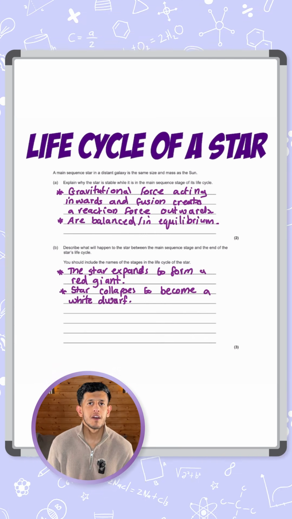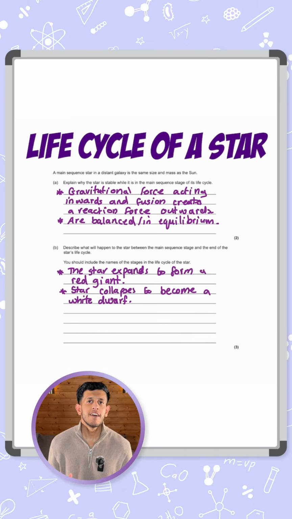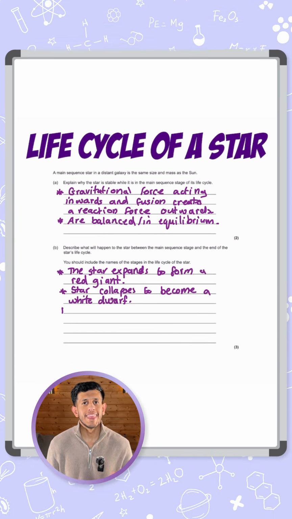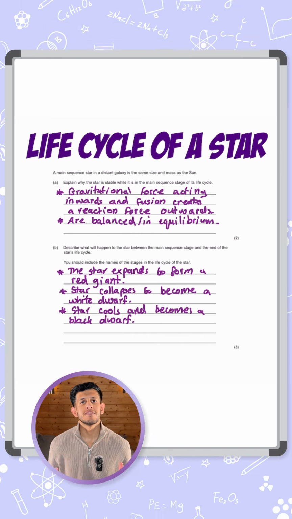And then for the last mark, now it's a white dwarf. Eventually that energy it still has to shine fades away, it cools down, and then it becomes a black dwarf. And there we go, a description of the end stages of the star's life cycle.